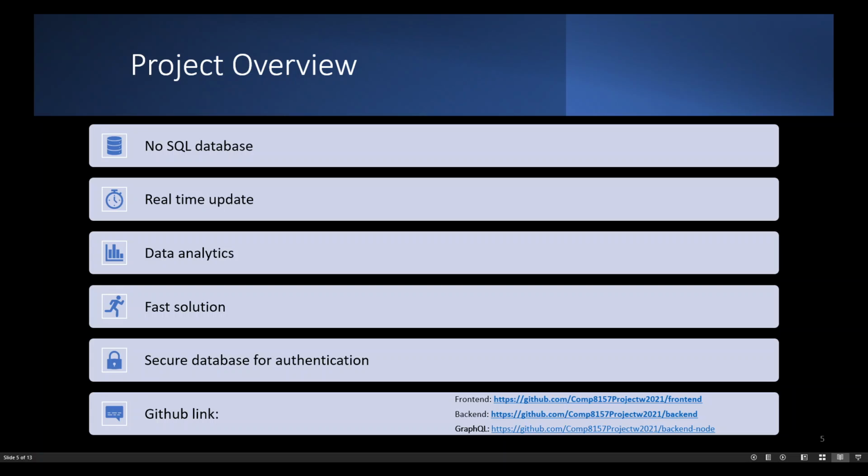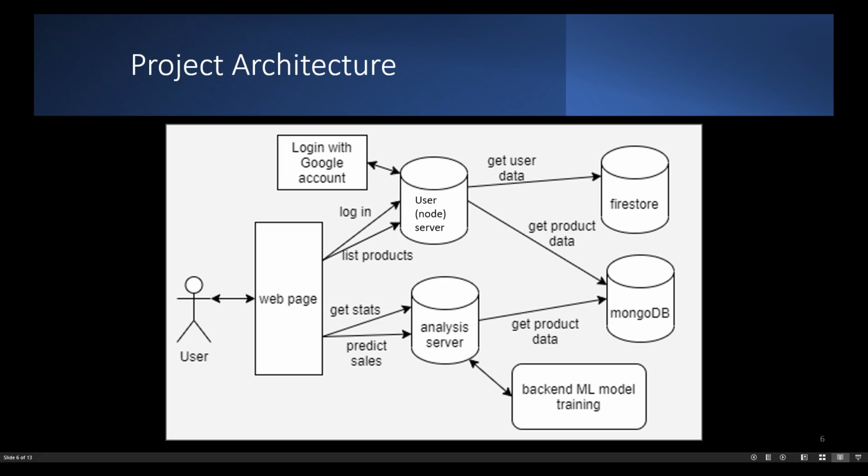Okay, so for this portion, we'll be going over the project architecture. We have two servers, the user node server and the analysis server. The user node server connects to both of our databases, the Firestore database and the MongoDB database. The Firestore database contains all of the user information, and then our user node server takes that information and authenticates the user.